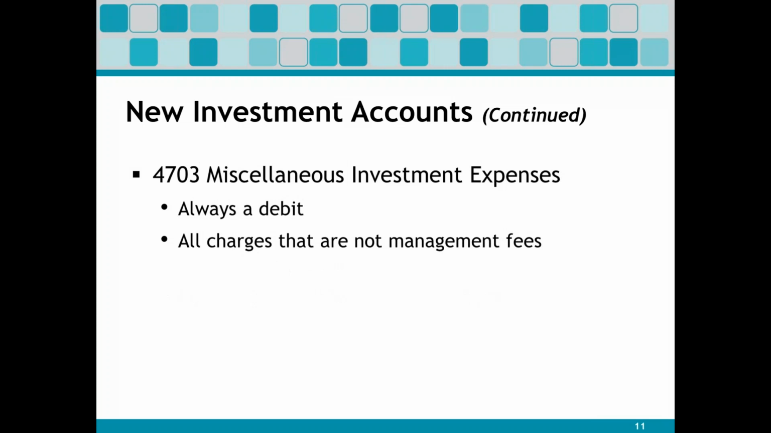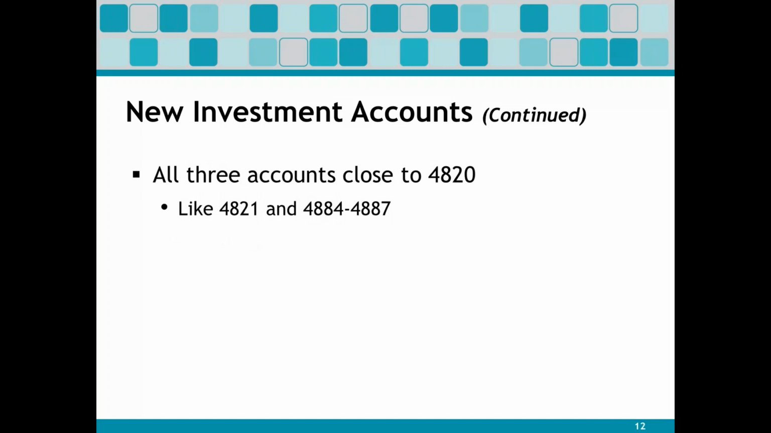One question I've gotten through the year is, because 4701 and 4702 are pretty much only alternative investments, most boards won't use those. 4703, there have been instances where non-alternative managers are charging you something that's not a management fee, so it's okay to use 4703 even for fixed income or equity if you have to. And then these accounts are closing to the investment income control account, just like all the other gains and losses. So it shows up on the income page in the annual statement.